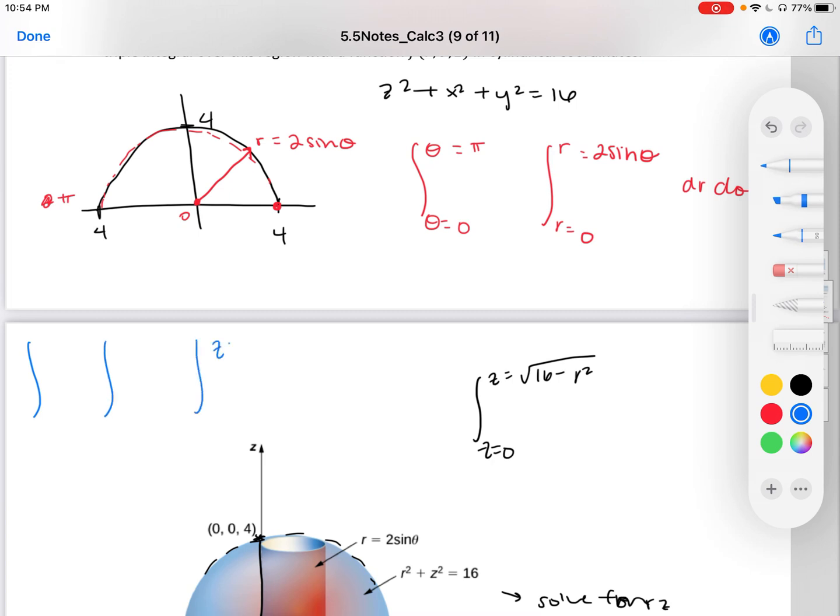All right, so our answer would be, we want z first, since we set up for z to be first. We want dz, then we have dr, and then d theta. So z goes from 0 to the square root of 16 minus r squared, r is from 0 to 2 sine theta, and theta is from 0 to pi. Now we're taking the integral in terms of r.